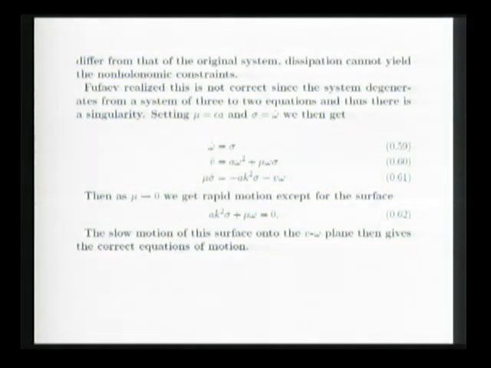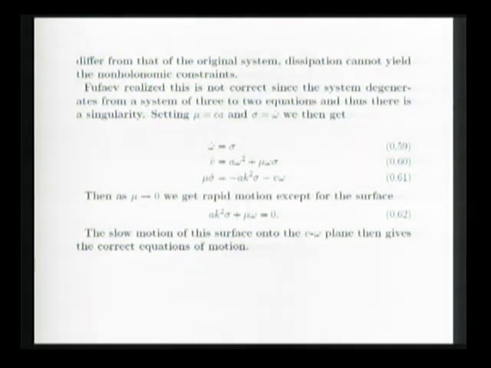And if you just set here mu equal to epsilon a and sigma equals omega dot, you get these equations, and as mu goes to 0, you get rapid motion, except on this surface here, and that surface is the surface where the sleigh moves. So it's all good, and you can recover it as a limit.